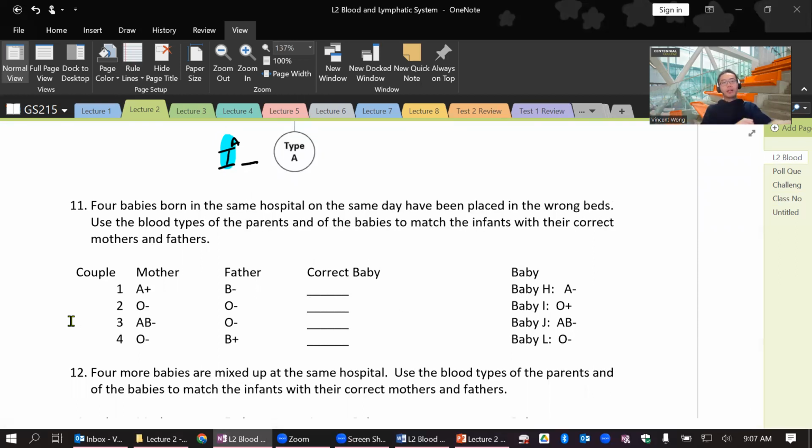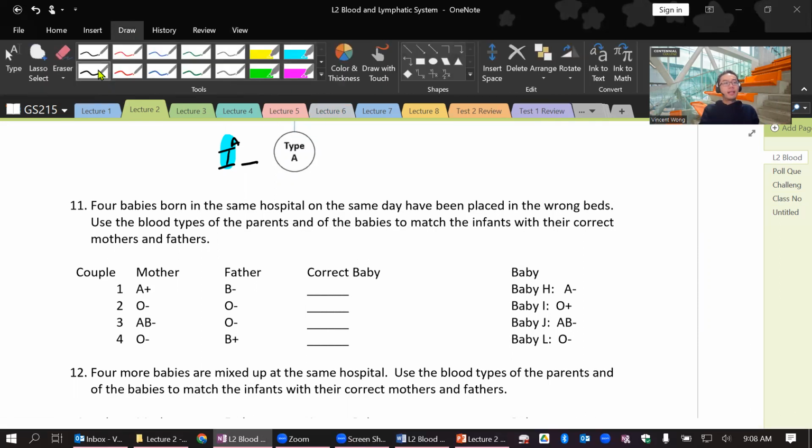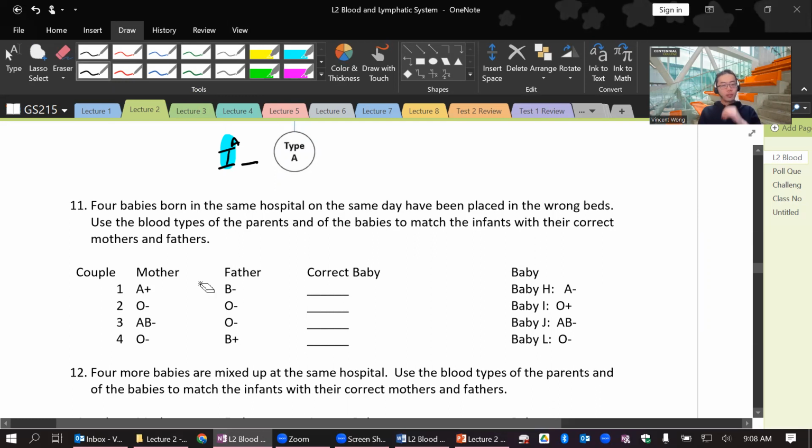How do we do this? Well, I always start with parents where at least one of them is O, or at least one of them is AB, and we use logic and process of elimination to solve the question. So let's say we start with couple number 2 here. Listen to me carefully. The mother is O and the father is O.